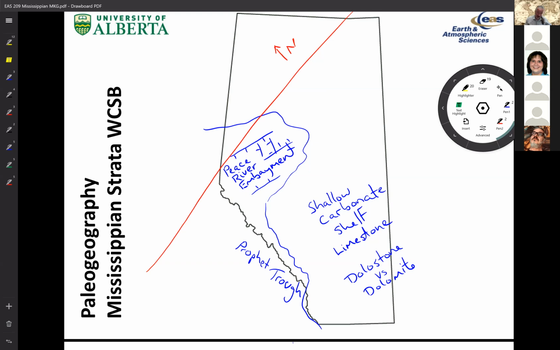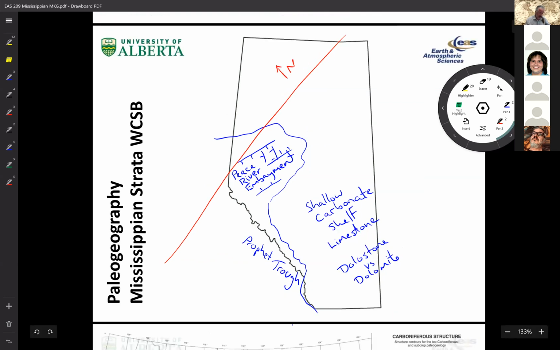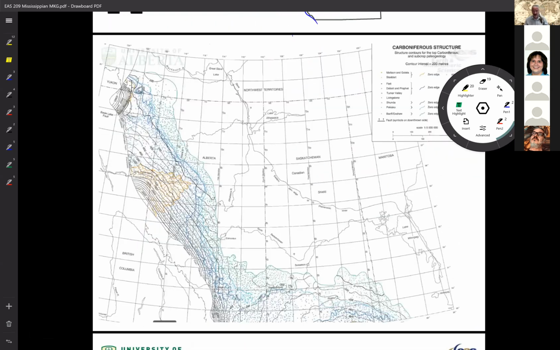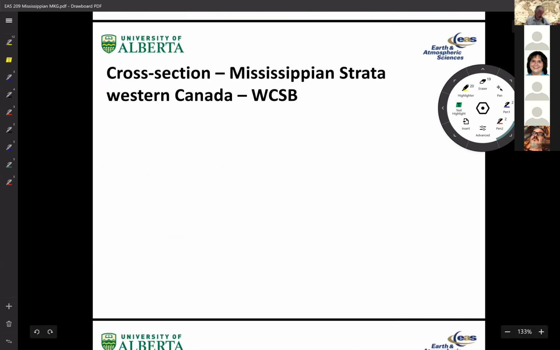So I'd say all in all, this would have been a nice country to live in, probably good fishing, warm seas, good storms. And I'm thinking I'm going to get back to this map. We discussed it briefly on Friday, but let's just go first to the cross section of the Mississippian. And I'm going to greatly simplify the stratigraphy here.